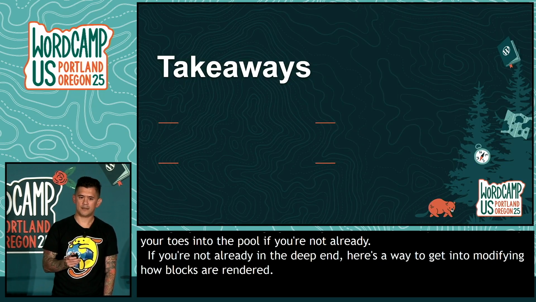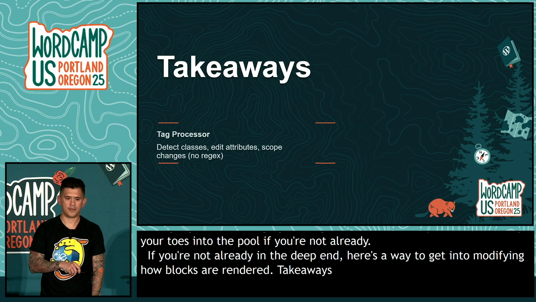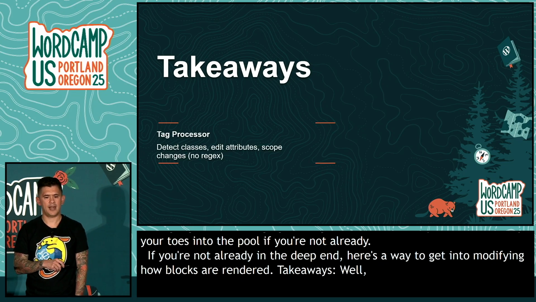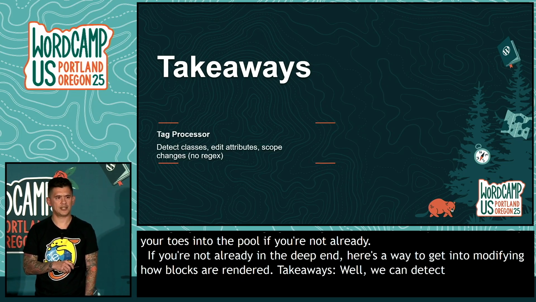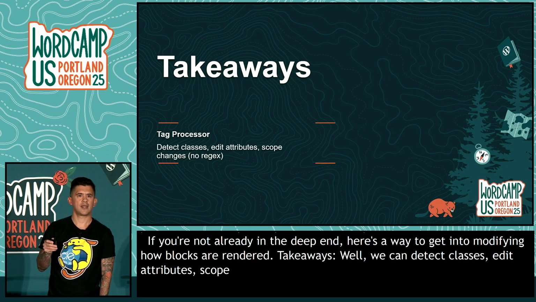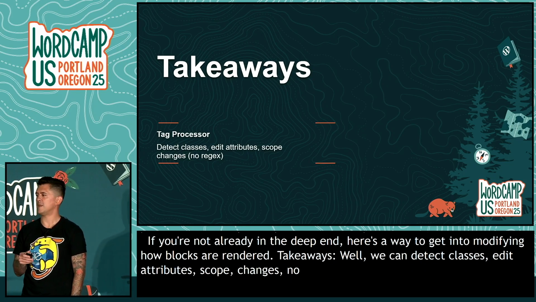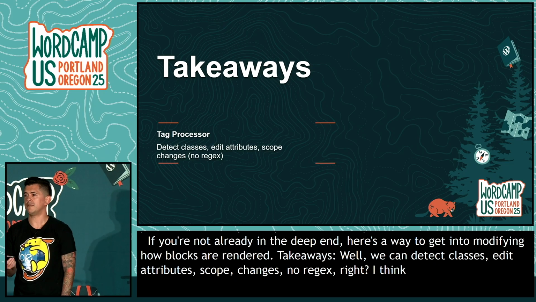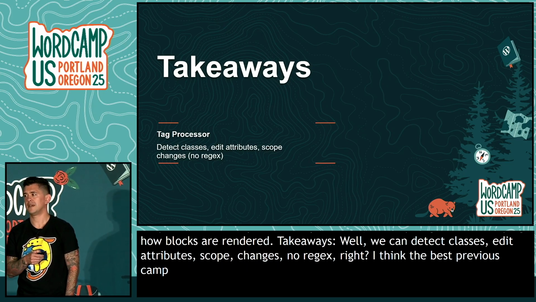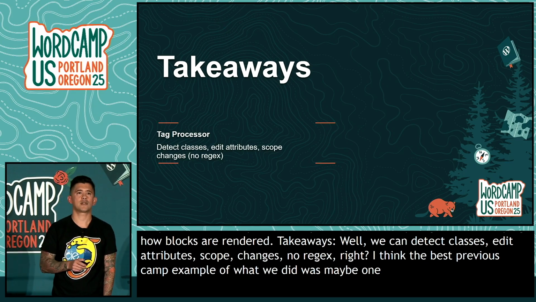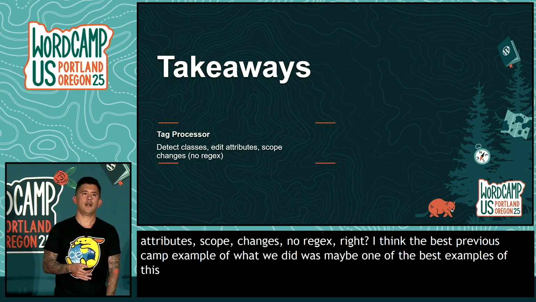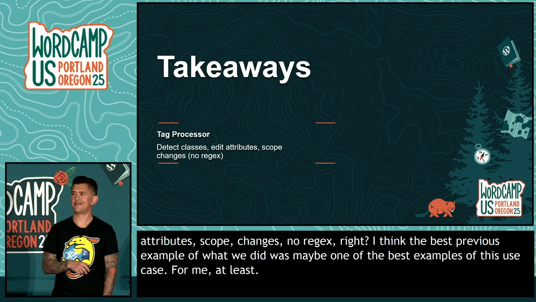Takeaways. Well, we can detect classes, edit attribute scope, changes, no regex, right? I think our previous example of what we did is maybe one of the best examples of this use case, for me at least. I don't remember how many projects I've worked on where it's a nightmare. Your cache is fighting for its life on this video page, right?